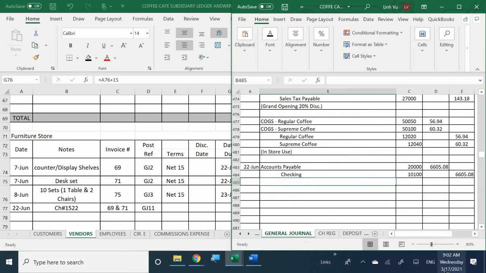All right. So here we are. What did you say, Irina? So we did furniture store. Yeah, paid furniture store, invoice 75, check number 1523. Good. So where to next? Ledger.